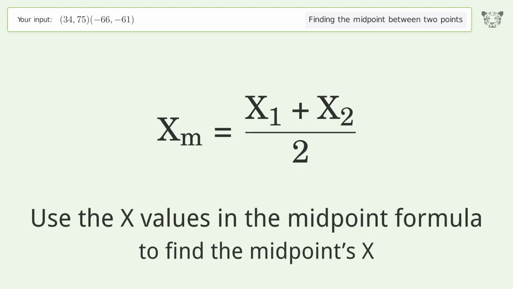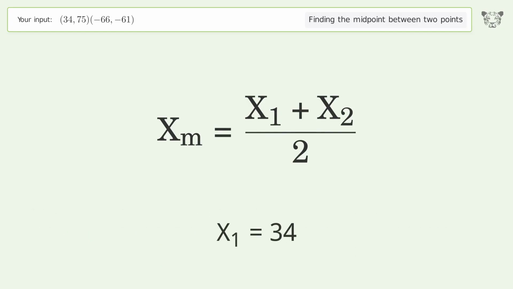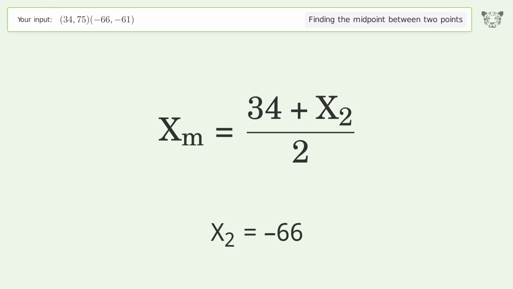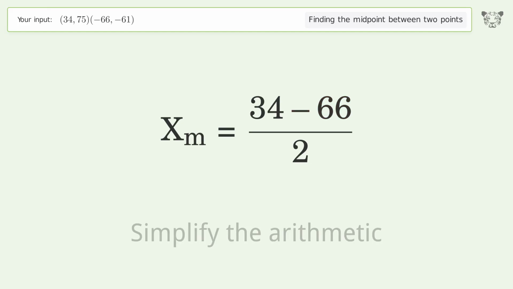Use the x values in the midpoint formula to find the midpoint's x. x1 equals 34. x2 equals negative 66. Simplify the arithmetic.